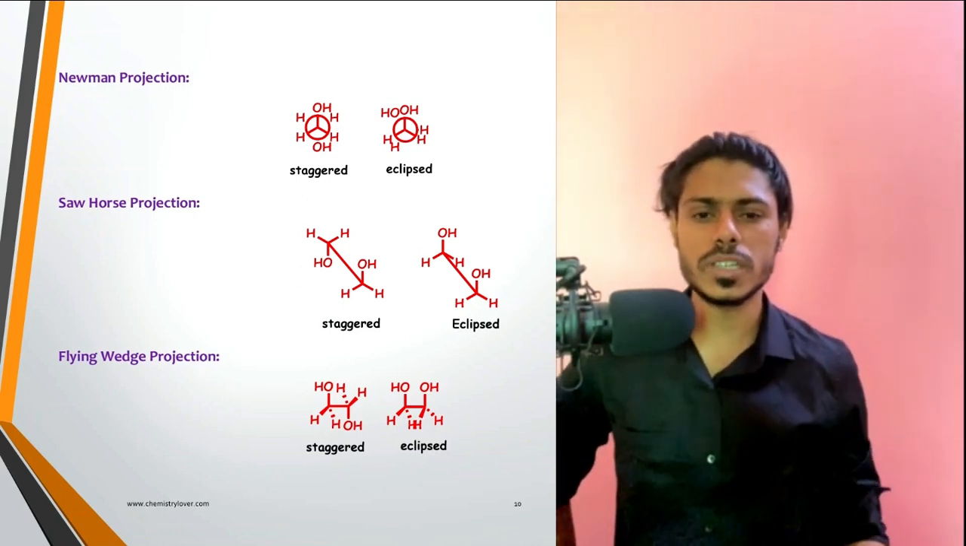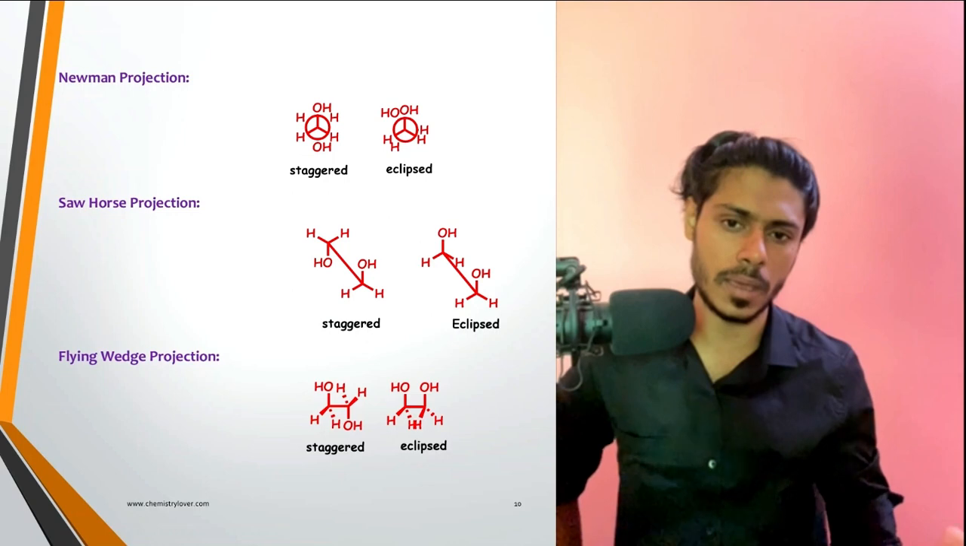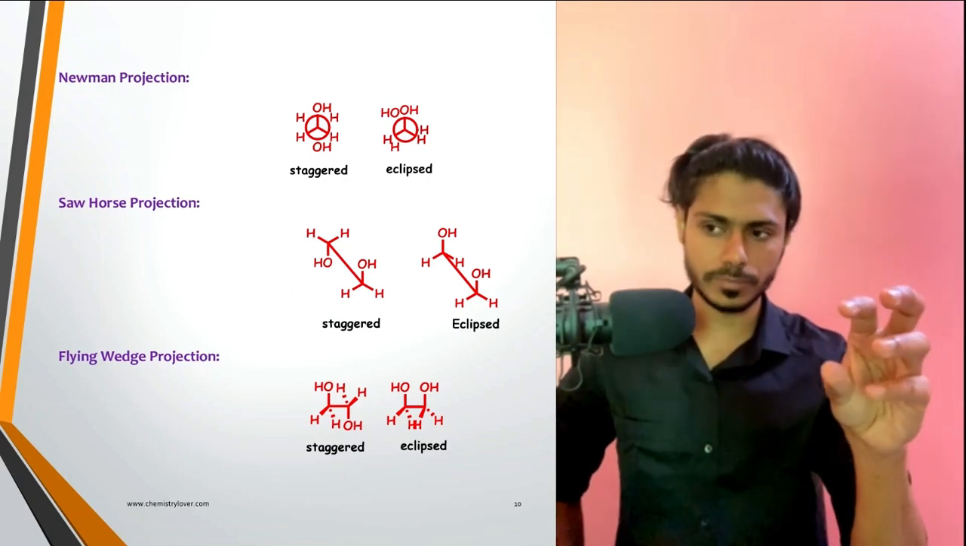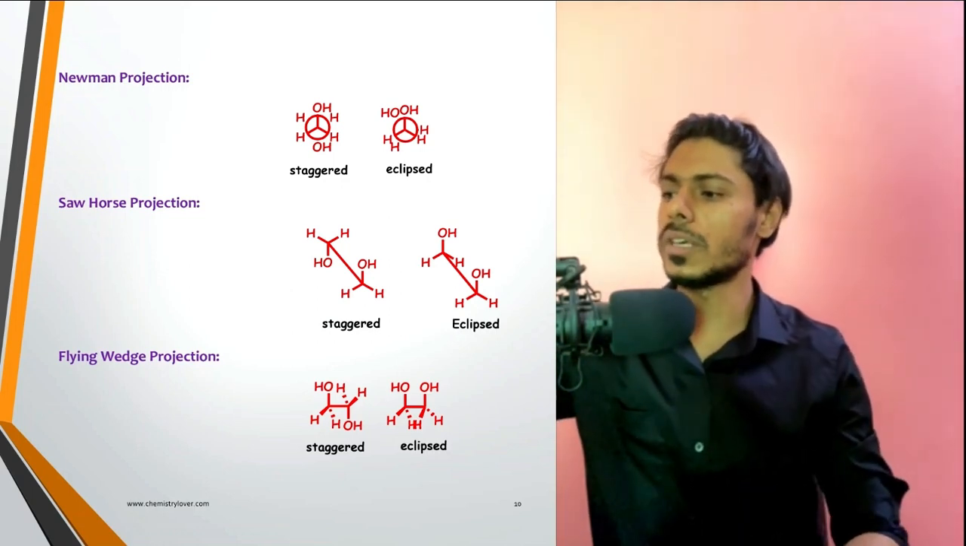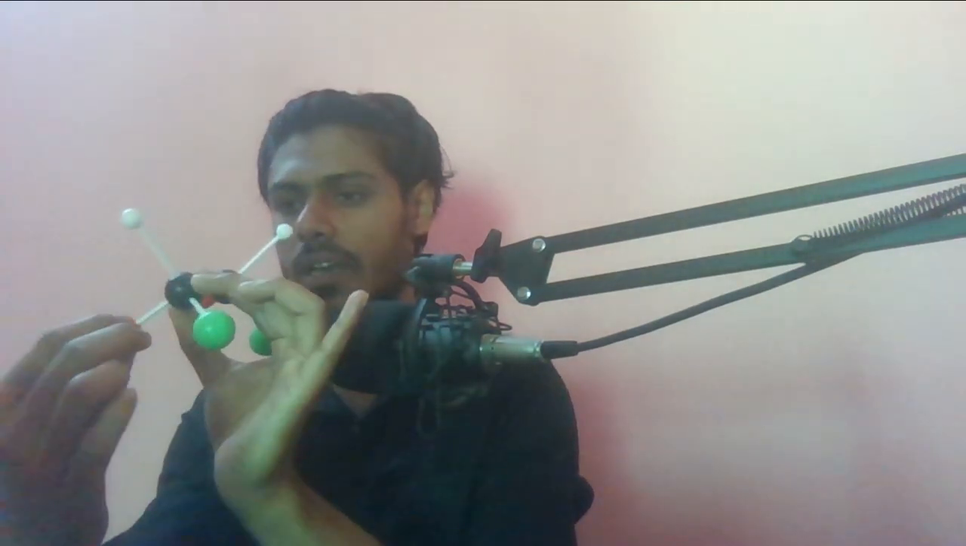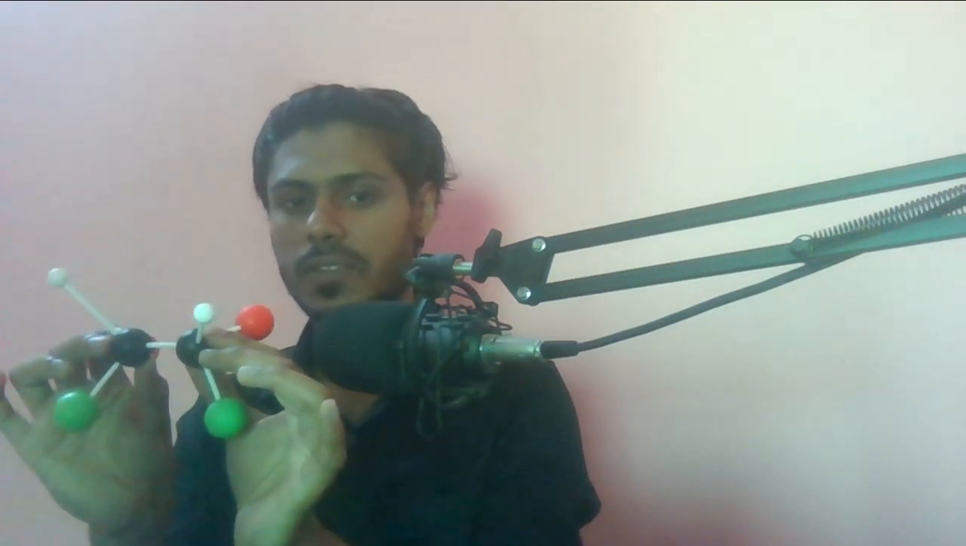So actually the projection formula is how you look at the molecule. The molecule is the same, but how you look at the molecule and how you draw it on paper, that is the difference. Okay, so in the Newman projection formula, we look at the molecule from this point. So if you look at the molecule from here, this is the Newman projection formula. Now if you look at the molecule like this, slightly tilted, then it is the Sawhorse projection formula. If you look at the molecule from the side, then it is the flying wedge projection formula. So you can practice it with your pen and pencil, and you will be a master in that.